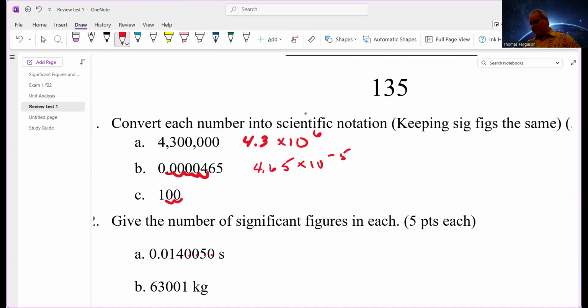That's 3 sig figs. One hundred. How many sig figs is 100? 1. Zeros count if there's a decimal. There's no decimal. If there was a decimal there, it'd be 3.